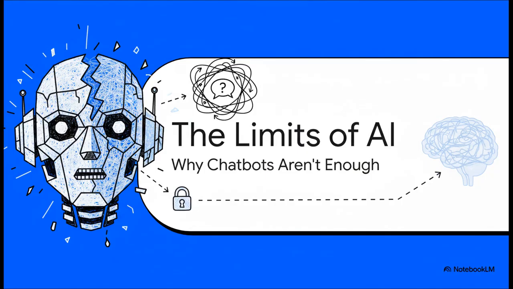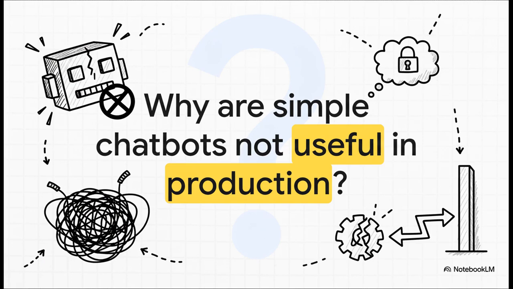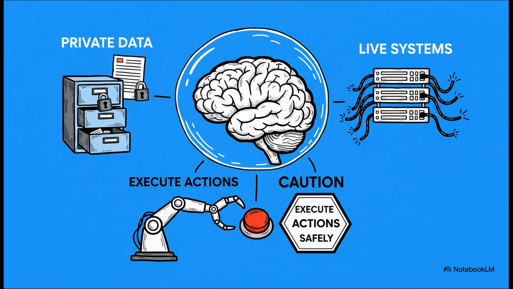First up, the limits of AI. Because we really have to understand the core problem before we can truly appreciate the solution. So, let's really think about this for a second. What's holding back those simple chatbots we've all played with? Why don't they actually work in a serious production environment where real business gets done? And here it is. This slide just nails the problem. Large language models, or LLMs, have 3 fundamental hard limits. First, they have no idea about your company's private, up-to-the-minute data. Second, they can't access live systems. And third, and this is the big one, they can't execute actions safely all by themselves.